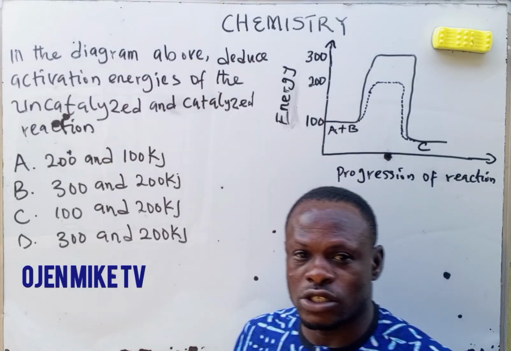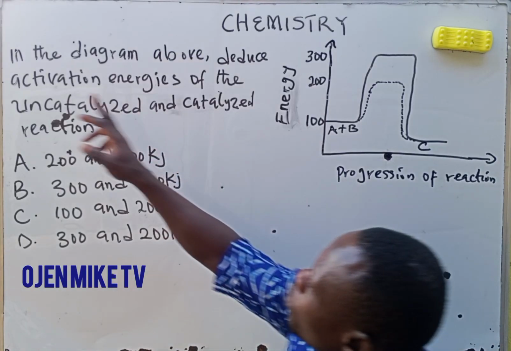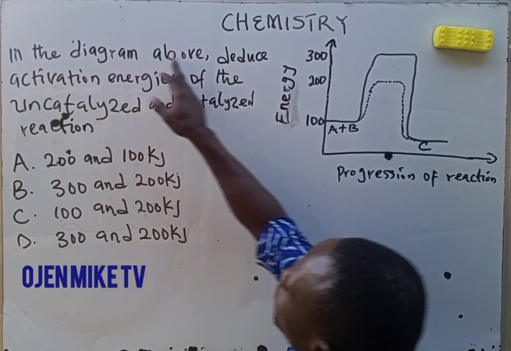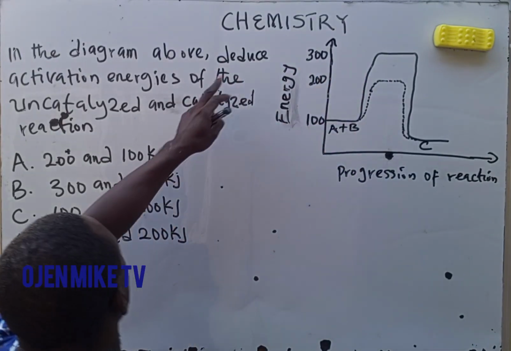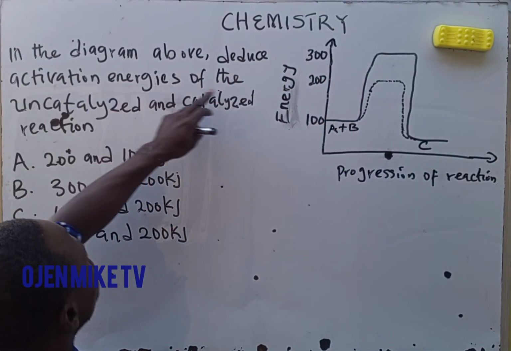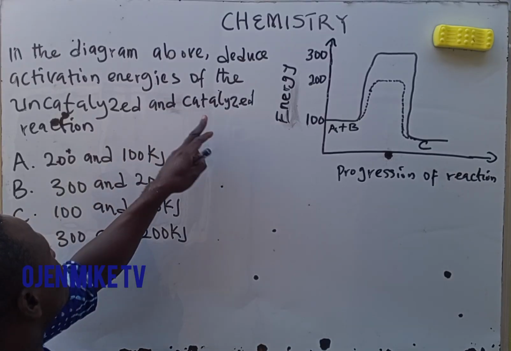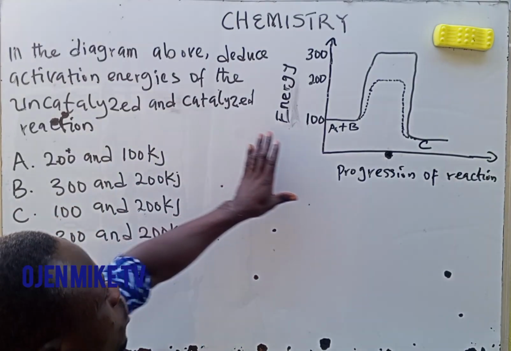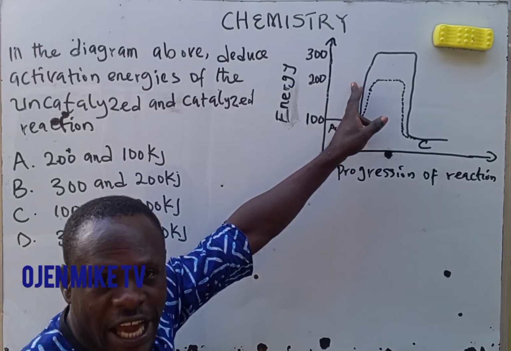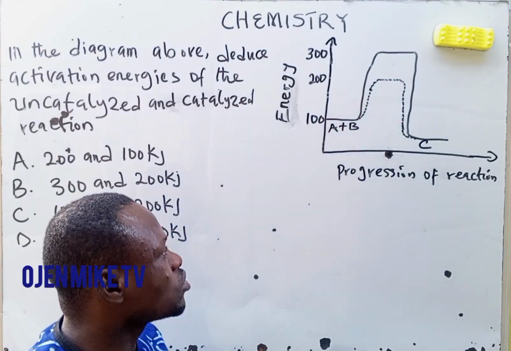Let's take a quick look at this question. In this question, we are asked, in the diagram above, this is the diagram, okay? Deduce the activation energy of the uncatalyzed and catalyzed reaction. We are asked to find the activation energy of both the catalyzed and the uncatalyzed reaction.